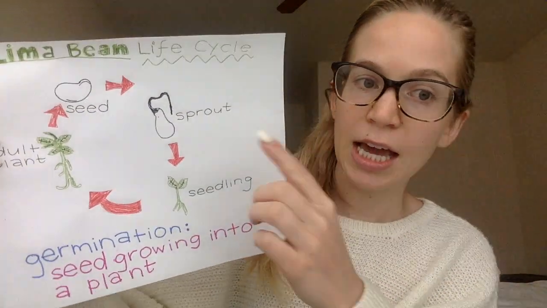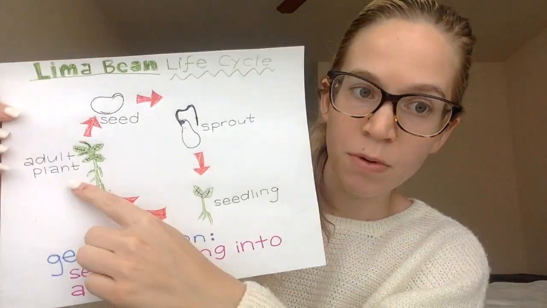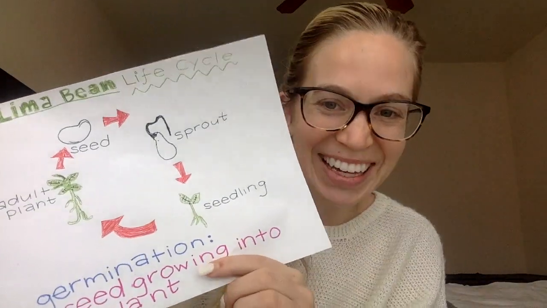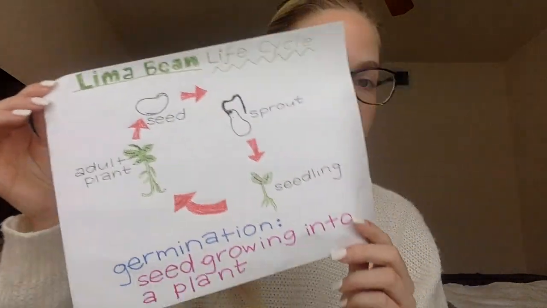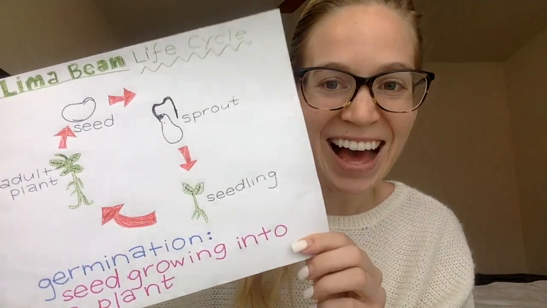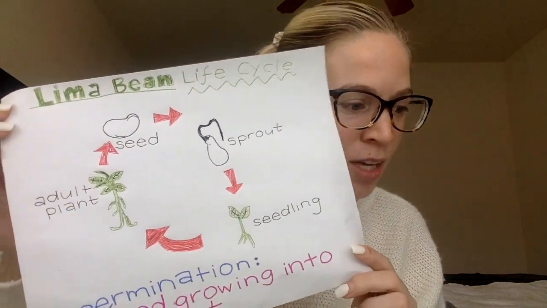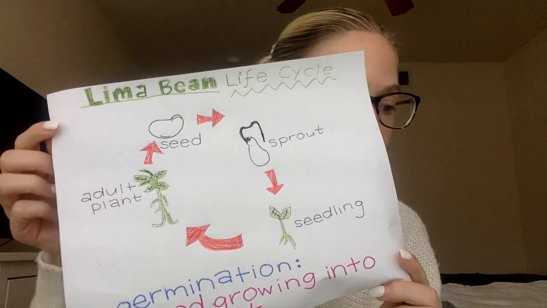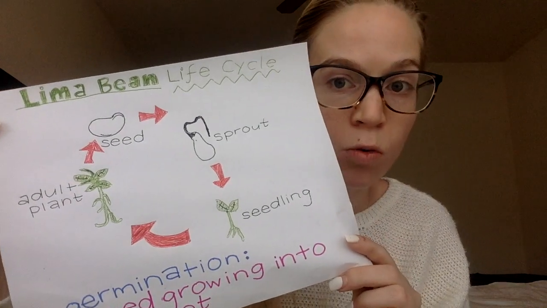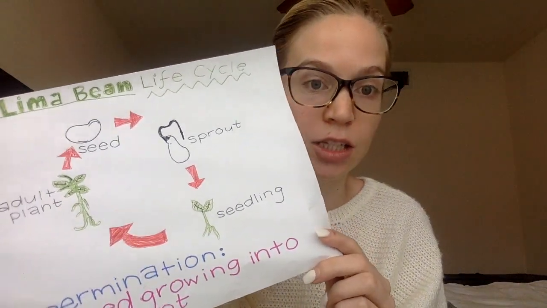A life cycle shows the growth and changes of plants. So it's just the steps, the growth and the change of a plant as it goes from a seed all the way to an adult plant. So let's just define some terms here, and then we will go on to actually planting our own seed. So remember, a life cycle shows how living things grow and how they change.